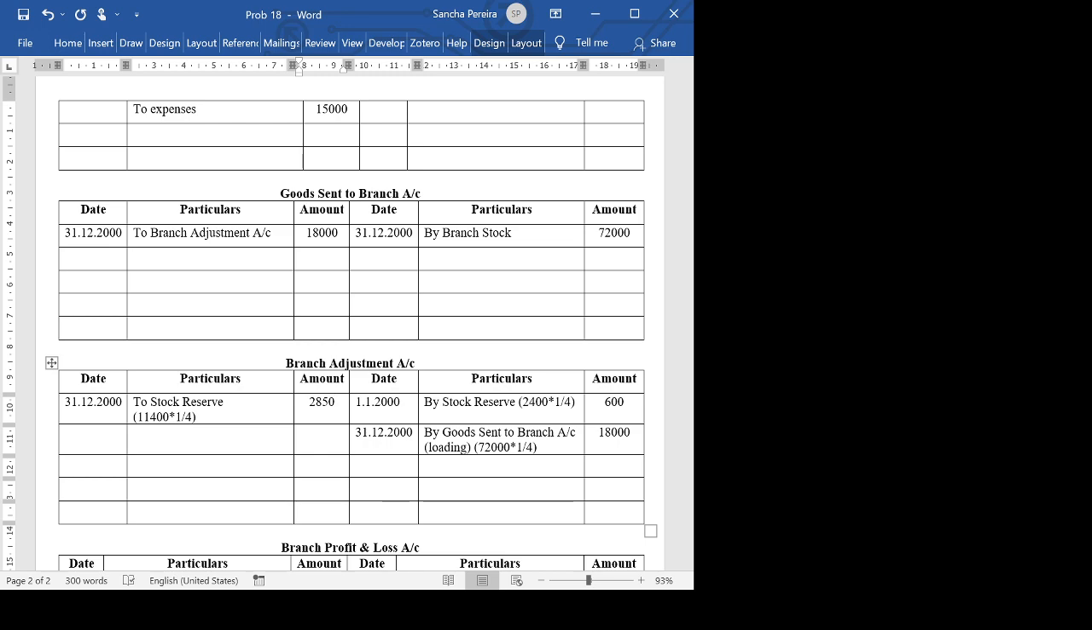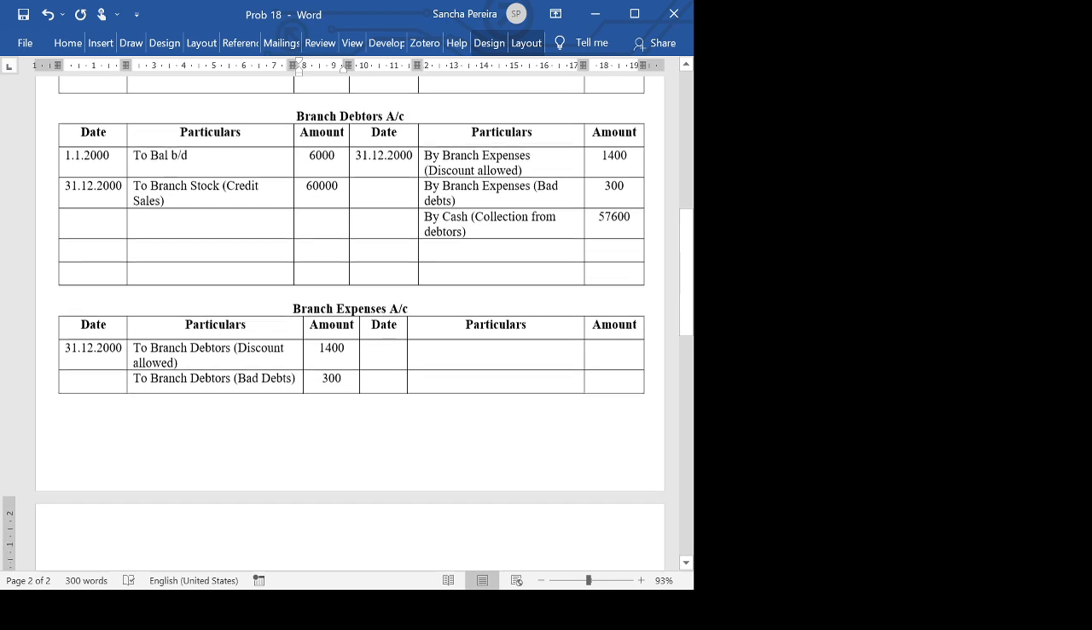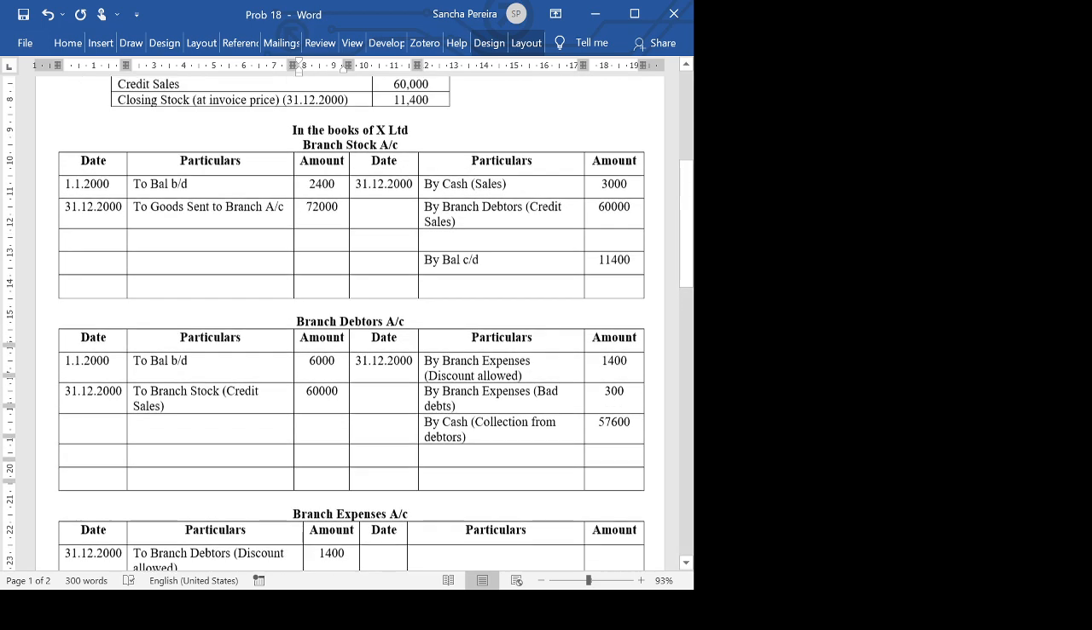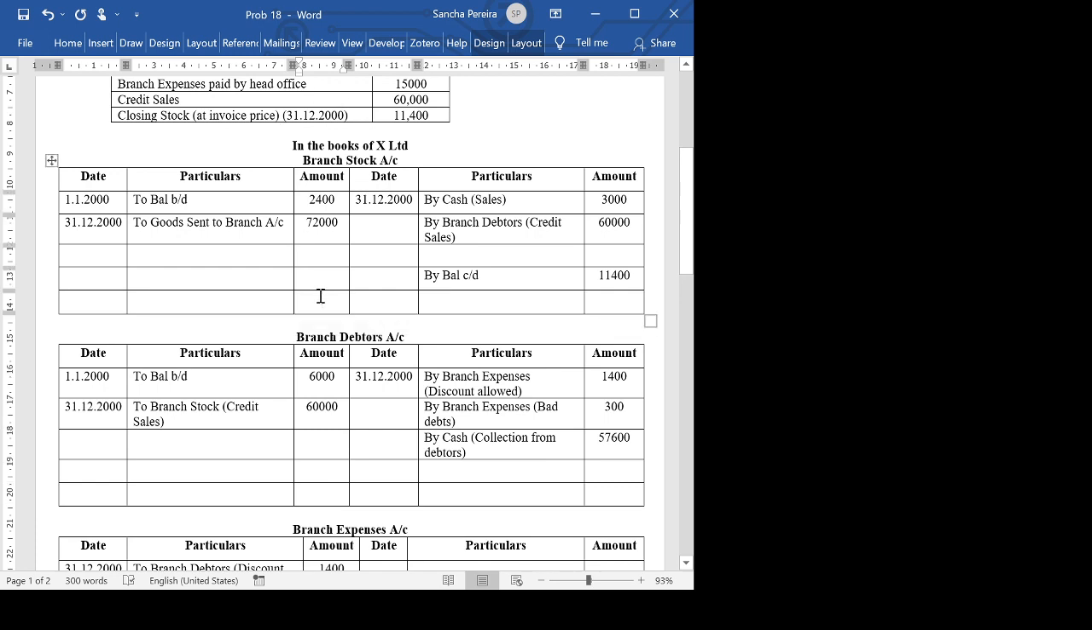Okay, that's it. Now it's time to close. Now let's start with the first account. If we see the branch stock account, 74,400. Now, if you see, the branch stock account is tallying. Now it's not that the branch stock account will always tally. Sometimes there could be missing figures. Sometimes they may not give you this.